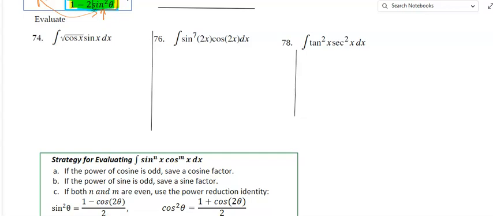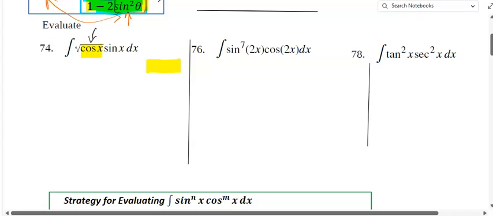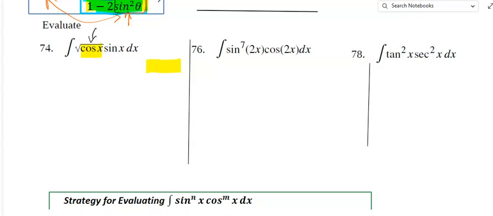Meaning, when I look at a problem that has sines and cosines, I say, okay, well, let's see. I see a radical, which is a power function. If I let u equal the inside of that, du will be negative the sine of x dx.